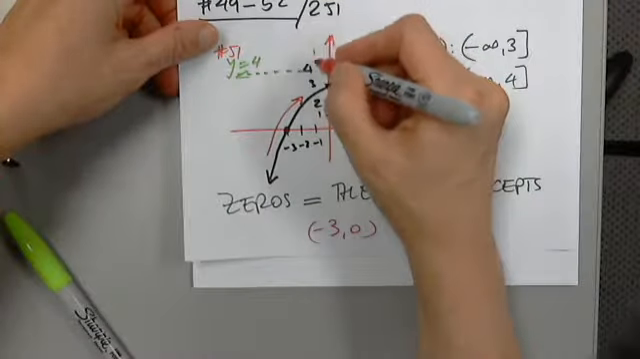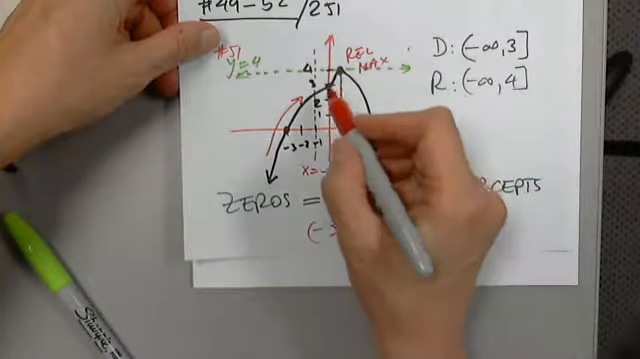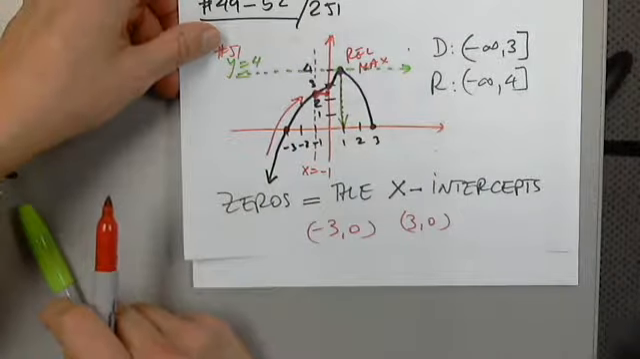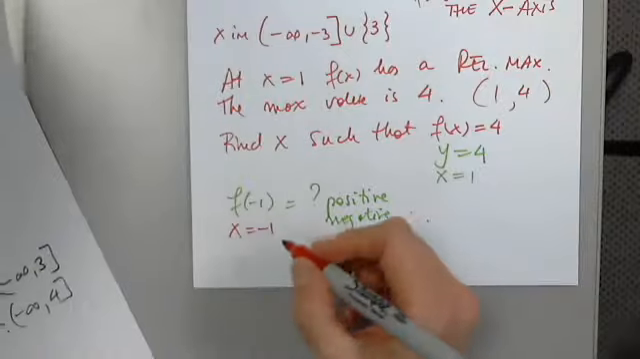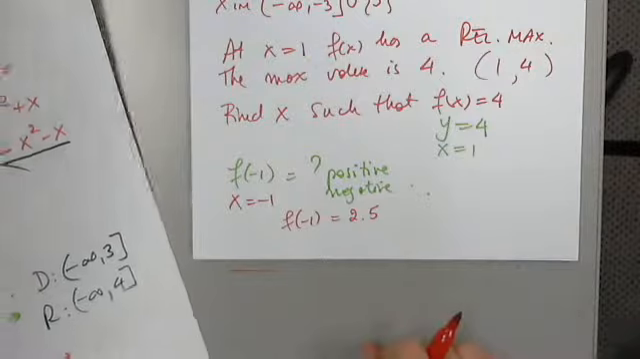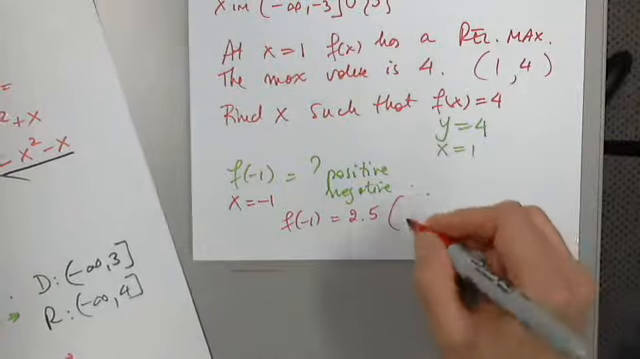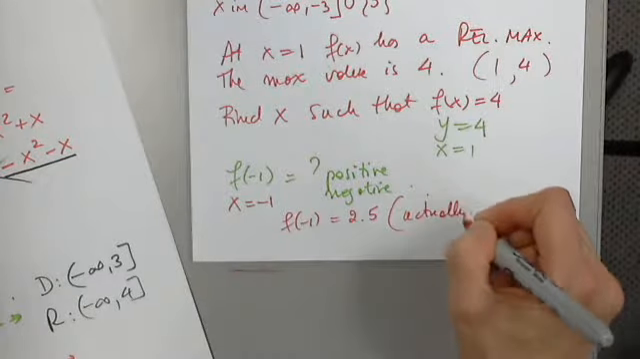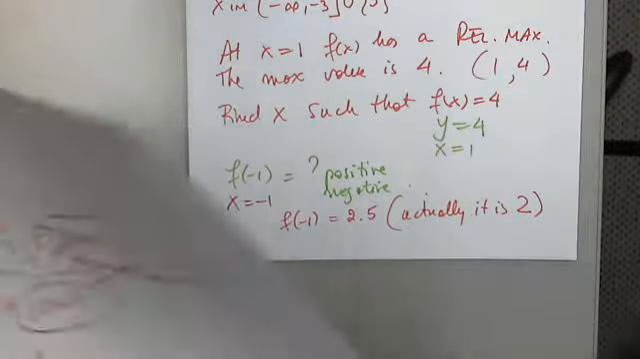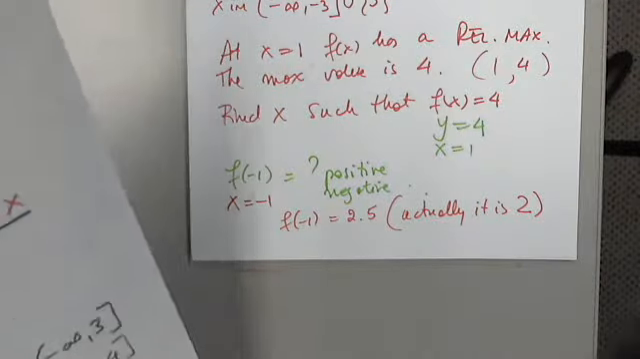So I will graph a vertical line, x equals negative 1. It meets the graph in a point, and I will read the y value. Yes, from my graph it is 2.5. So f of negative 1 equals 2.5 from my graph. From the actual graph, f of negative 1 will be 2. So is it positive or negative? Positive.